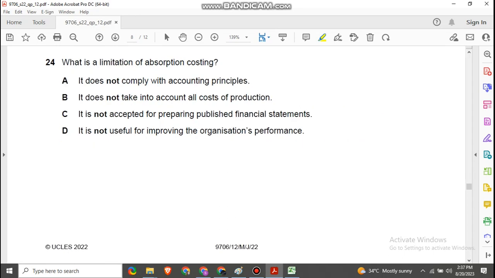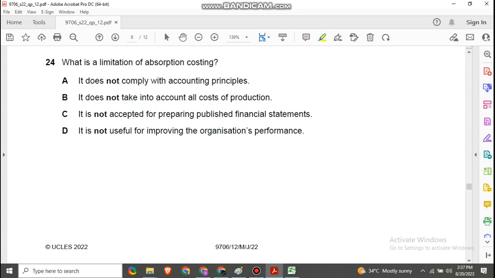Next question, question number 24. Which is a limitation of absorption costing? You remember the chapter on absorption costing. It is also known as total costing. Here it says that it does not comply with accounting principles. Yes, absorption costing does comply with accounting principles, and it is not its limitation.